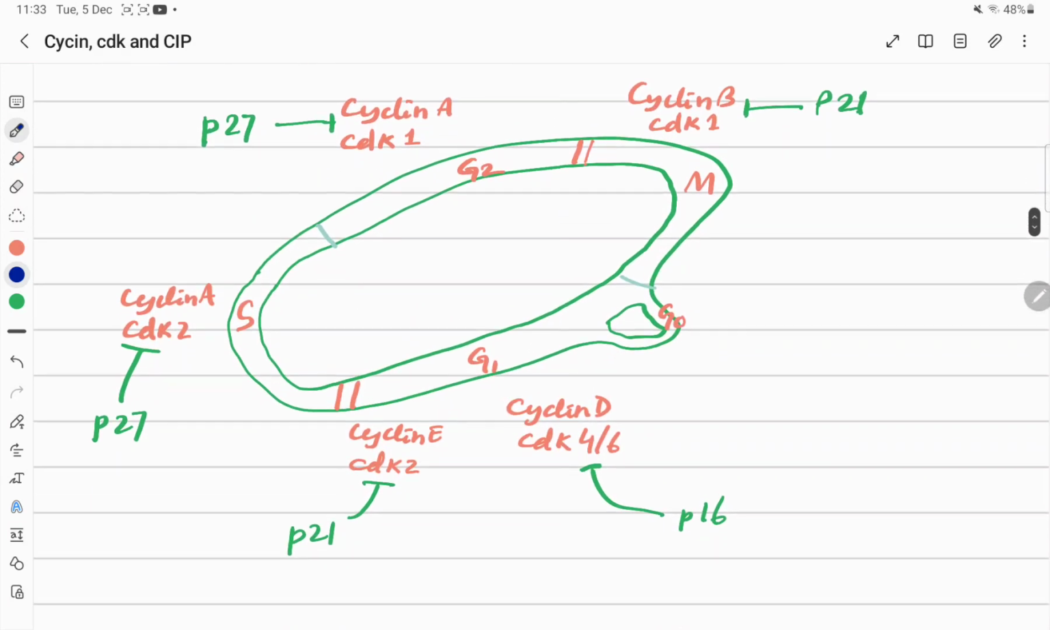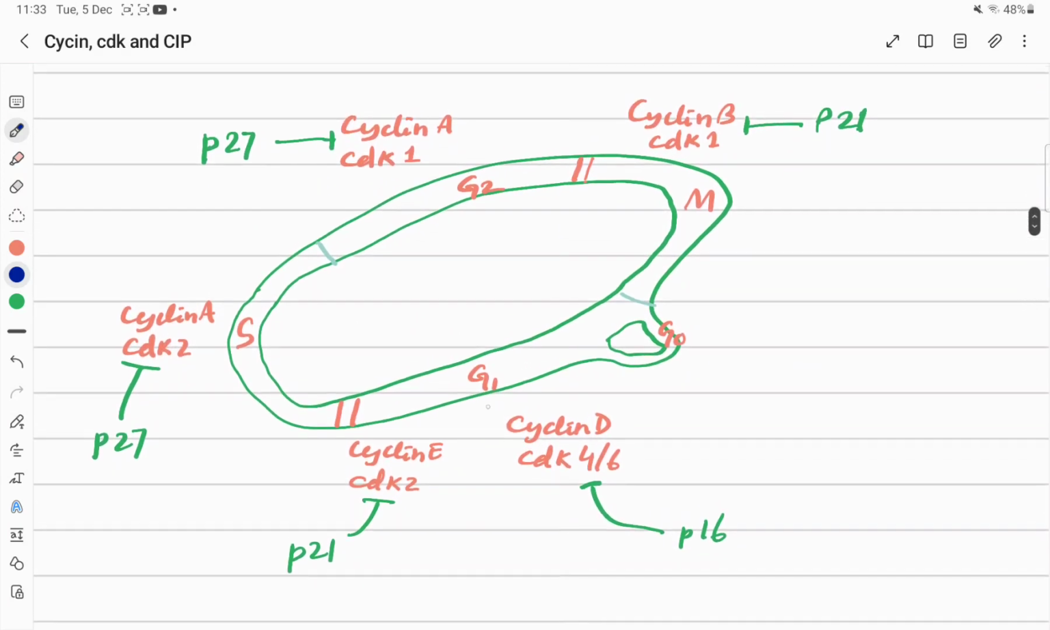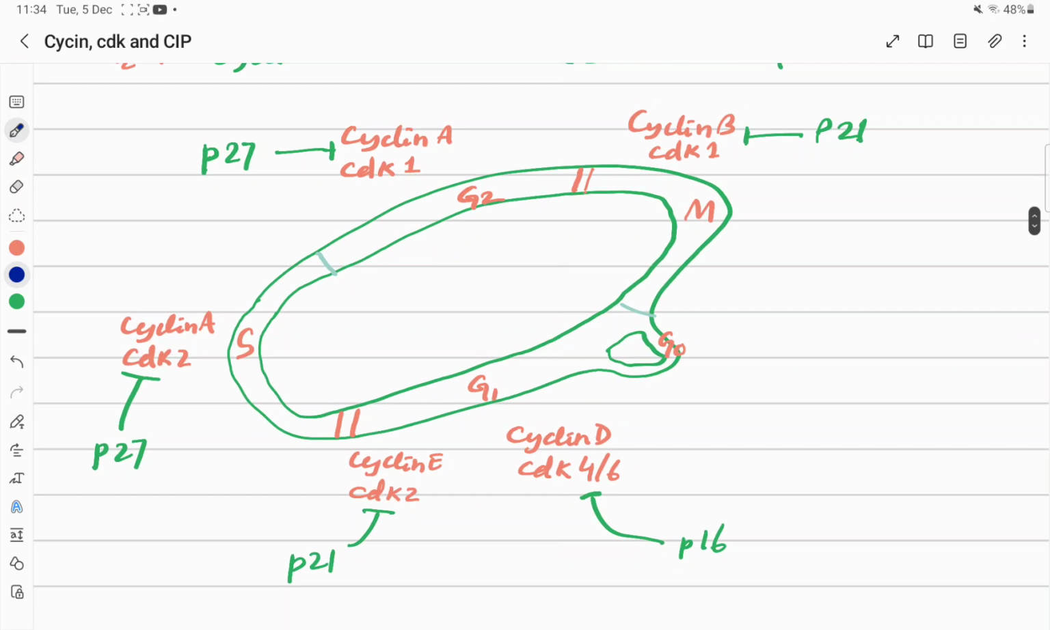If you see this in the cell cycle, in G1 the Cyclin D Cdk4 or 6 complex is inhibited by P16. Then from G1 to S, the Cyclin E Cdk2 complex is inhibited by P21. In the S phase, the Cyclin A Cdk2 complex is inhibited by P27. In G2 phase, Cyclin A Cdk1 is inhibited by P27, and in G2 to M, Cyclin B Cdk1 is inhibited by P21.